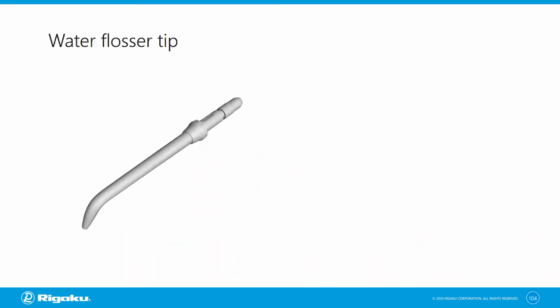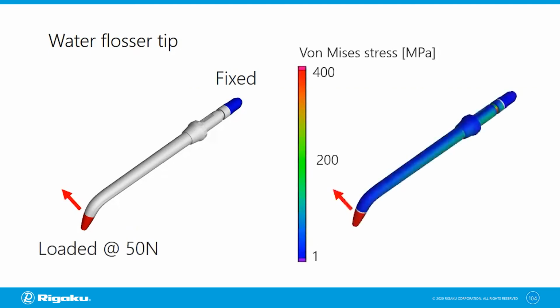So this is a CT scan of a water flosser tip. This is a piece of plastic and the entire volume has been scanned. And in this CT image, you can specify certain areas and say that this blue part is fixed and the red part is going to be loaded with a force of 50 newtons. Then simulate the von Mises stress distribution like this.